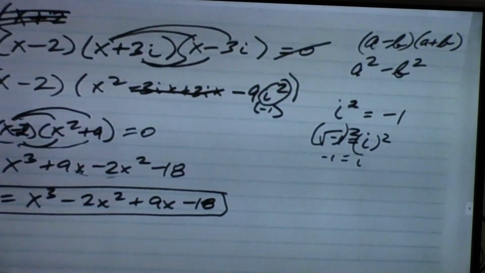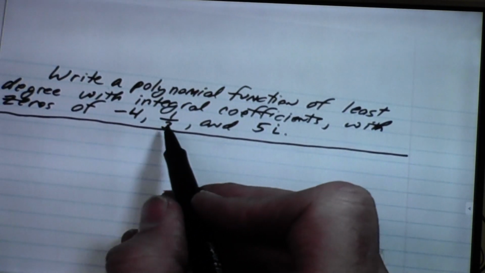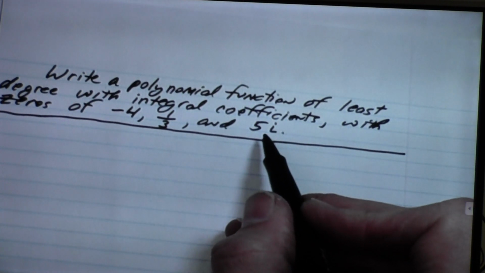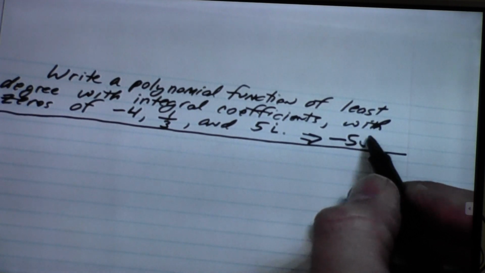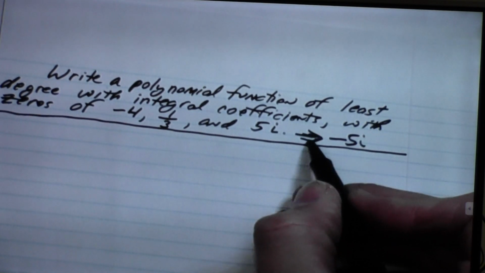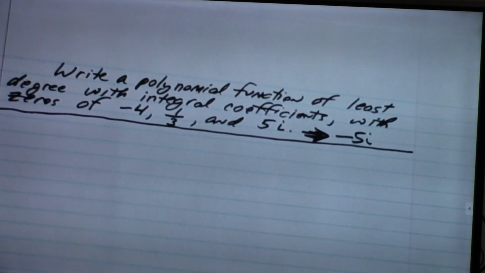All right, let's do another one. And this one is going to have the i in it as well, and two other complicating things. One of them is it's going to have two real ones, as well as this imaginary one, and of course automatically the conjugate of that. So we're going to have a negative 5i as well. So we have 4. This means this is going to be an x to the 4th power for the least degree, because we have 4 zeros, and that means x to the 4th.